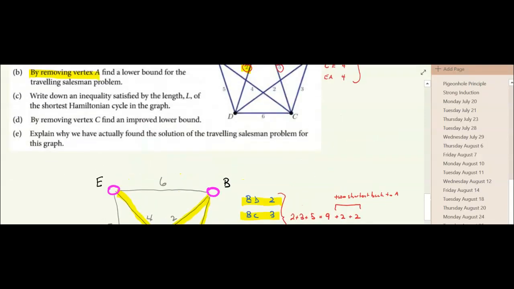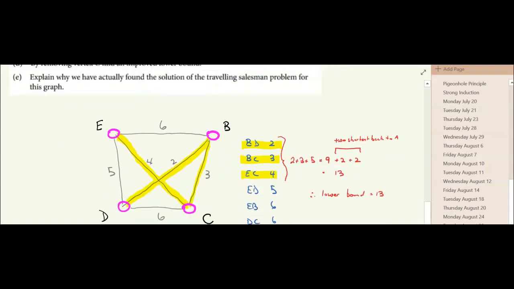And if they're equal, then you've found your cycle. If you find a cycle that's equal to the lower bound, then you've found your minimum cycle. You've solved the traveling salesman problem. If you can show that the lower and the upper bound are the same, or you can find a cycle that's equal to your lower bound, you've solved the traveling salesman problem. Otherwise, you just know that it lies in that range.